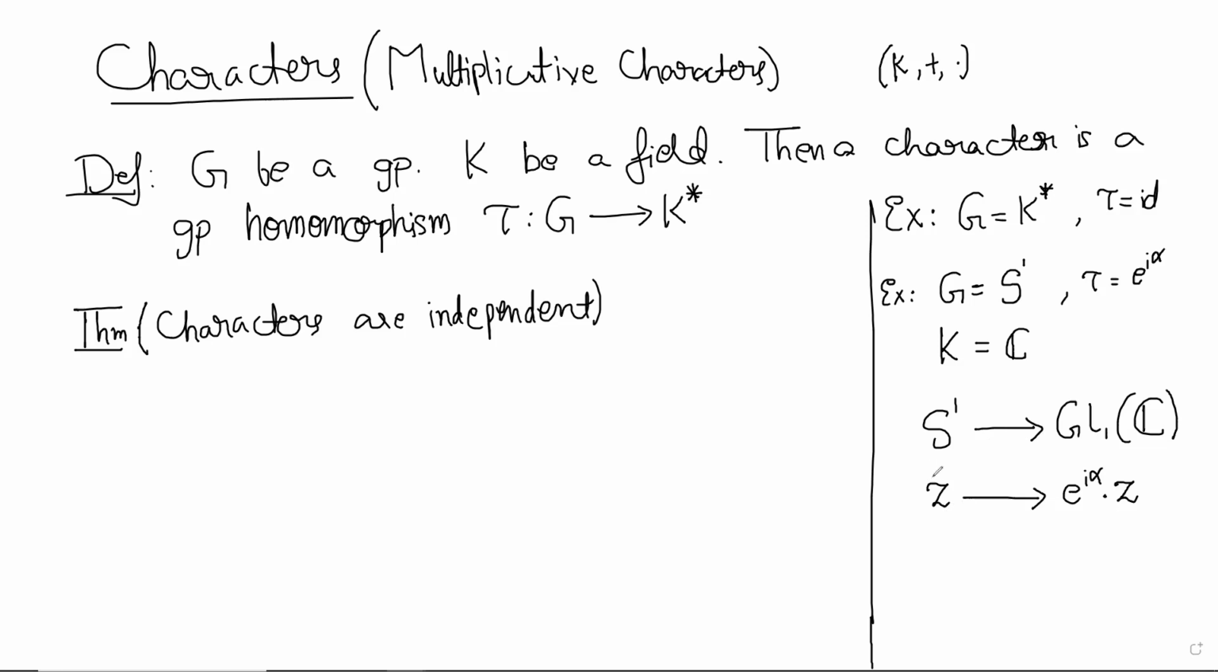Okay, so let's now think about this. Yeah, but something is wrong about this example, maybe. Because if I take z1, z2, that goes to e to the power i alpha z, right? Z1, z2. But yeah, so it's not a group homomorphism, right?